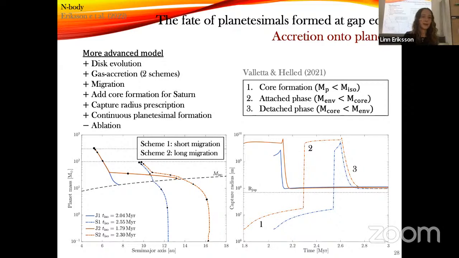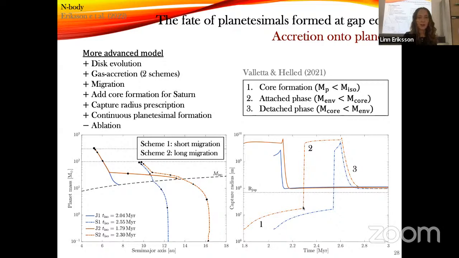Okay. And then since we now want to look at the capture of planetesimals, we also want a proper description for the capture radius of the planet. And here we use this new prescription from Valletta et al. from last year. So here we have 3 regimes for the capture radius. When we are forming the core, we don't have any gas envelope, so the capture radius is just the physical radius, basically.